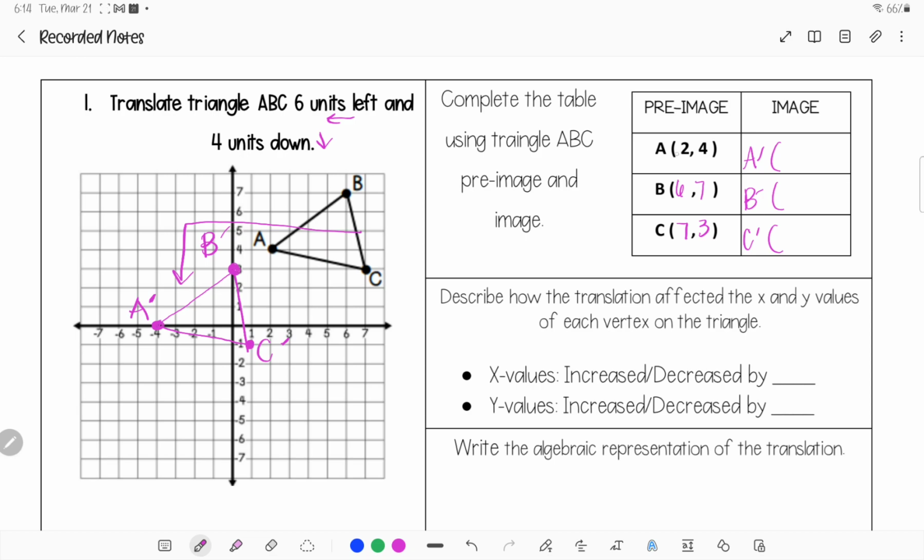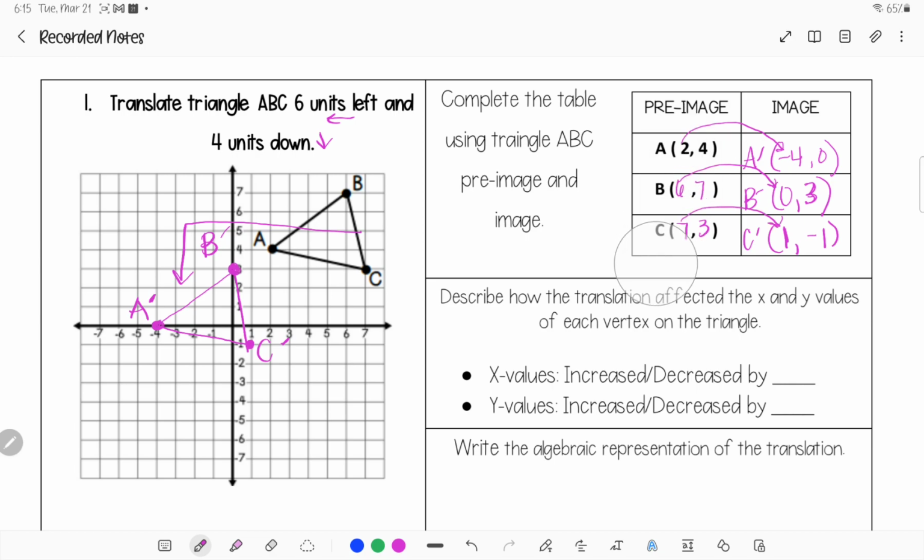So my new points for A: my pre-image points were at (2, 4). My prime, or my image points that are moved, were at (-4, 0). B prime was at (0, 3). And C prime started right here, but after we slid it, C prime became (1, -1). If we look at each of our x values, I started at 2, I ended at -4. I started at 6, I ended at 0. I started at 7, I ended at 1.